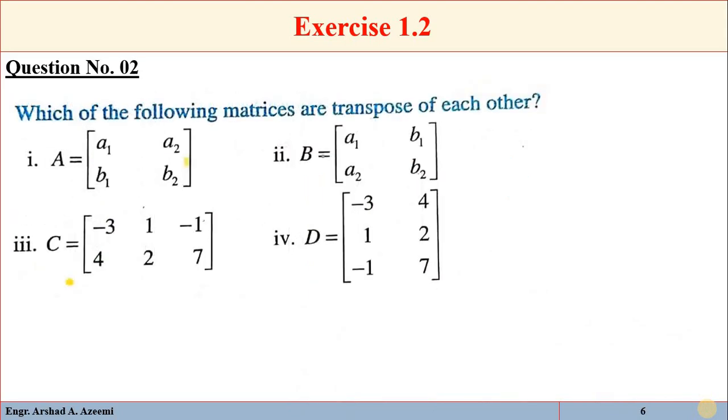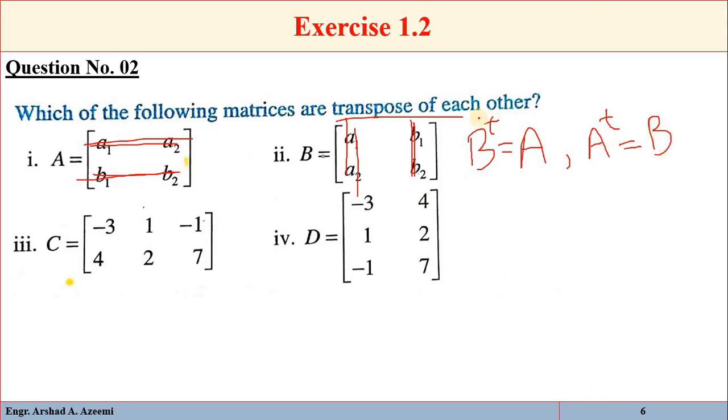Okay, question number 2. Which of the following matrices are transposes of each other? Here you can see that A1, A2 is the row, and A1, A2 is the column; B1, B2 is the row, and B1, B2 is the column. It means that these rows are interchanged into columns. So we can say that B is the transpose of A. Also we can say that A is the transpose of B. That means in these two matrices the elements are mutually interchanged. Here you can see that the row of C is this one, and the column of D is this one, and the row of C is equal to the column of D. So it means that D is the transpose of C, or C is the transpose of D. So that is the solution.